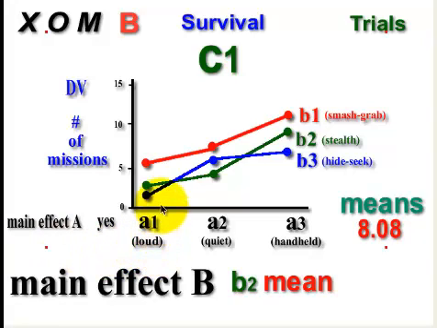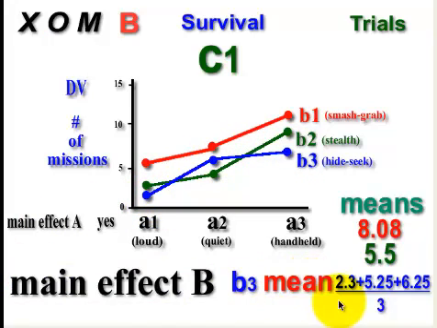So let's look at B2. It's going to be 3 plus 3.75 plus 7. Divide by 3. We got the mean of B2. And let's look at the mean of B3. So it looks like 1, 5, and 5. Pretty close. We're going to divide those by 3.